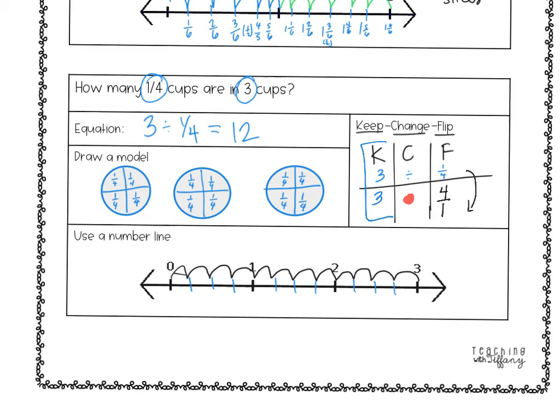So now we have 3 times 4/1. And we can just solve this like a multiplication of fractions problem. So we have a whole number, which is 3. We got to put that over 1. So we have 3/1 times 4/1. Multiply straight across. 3 times 4 equals 12. 1 times 1 equals 1. And 12/1 is just equivalent to 12.